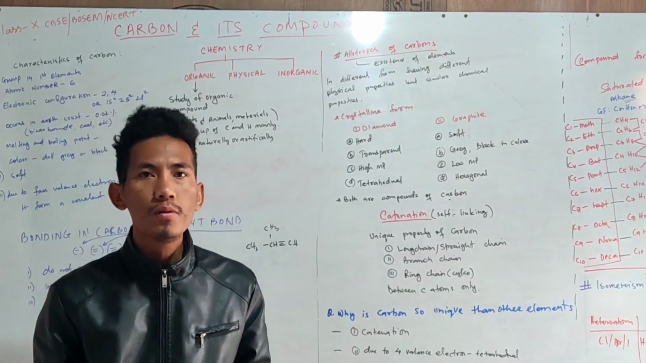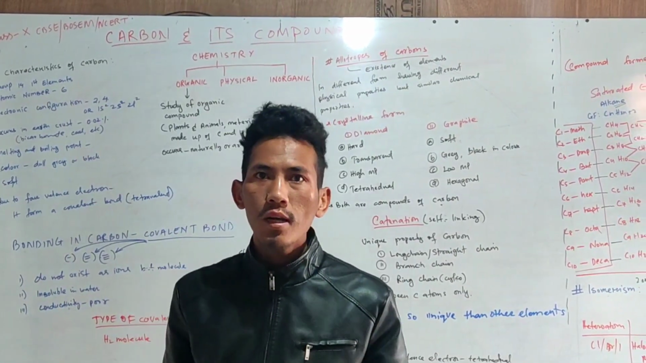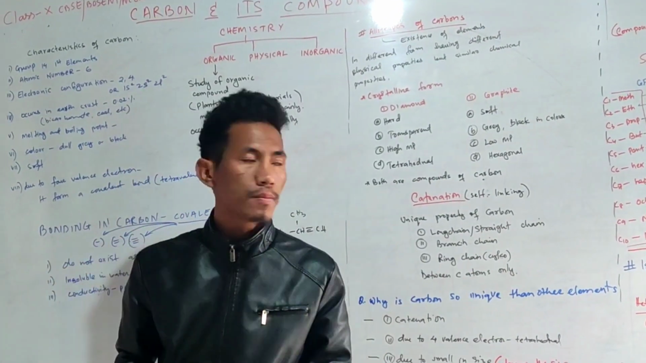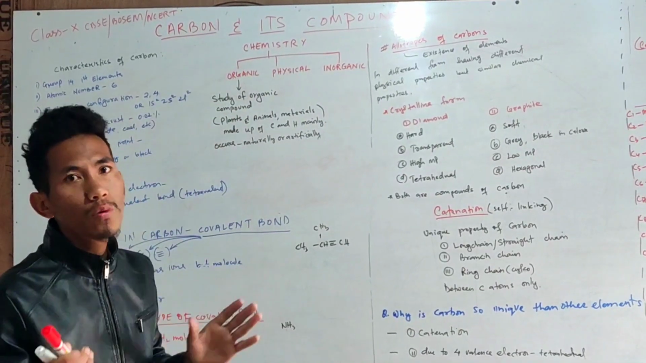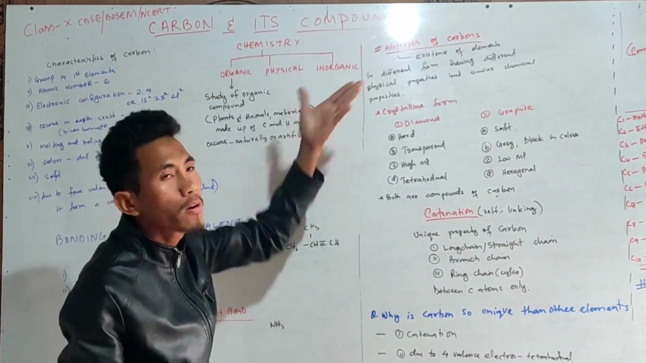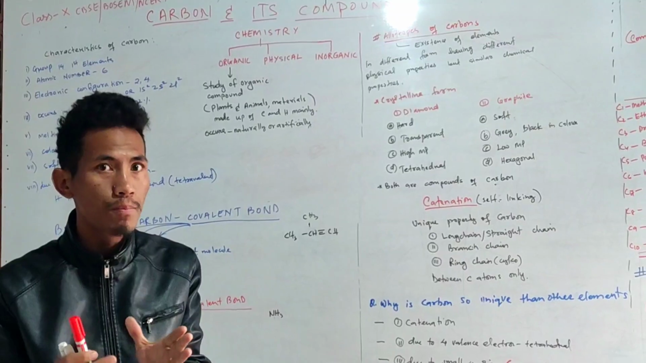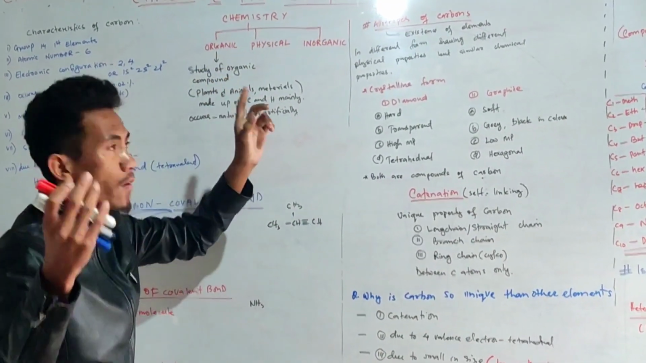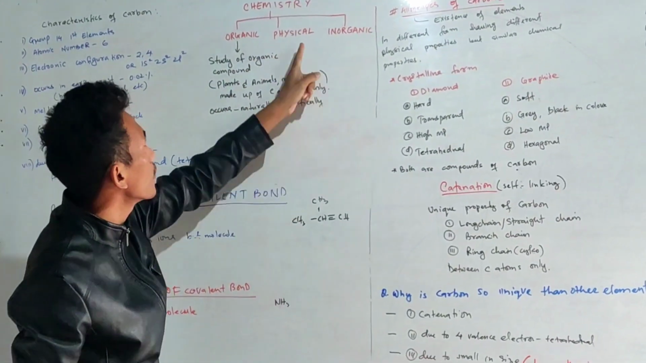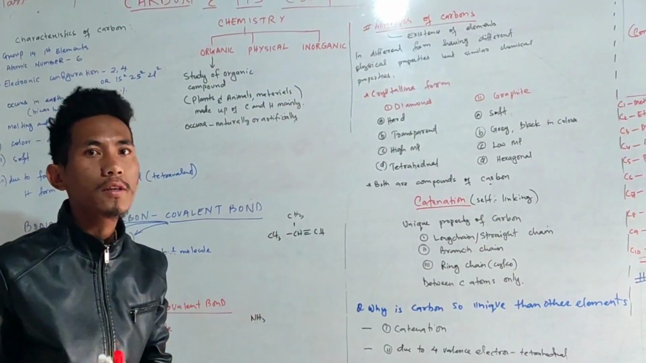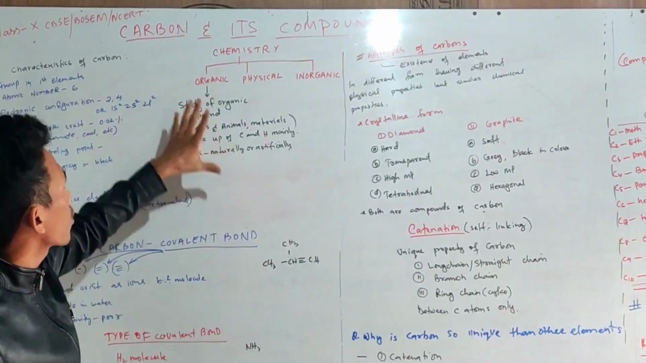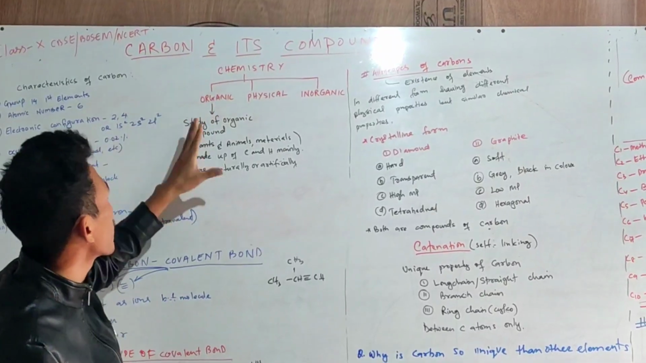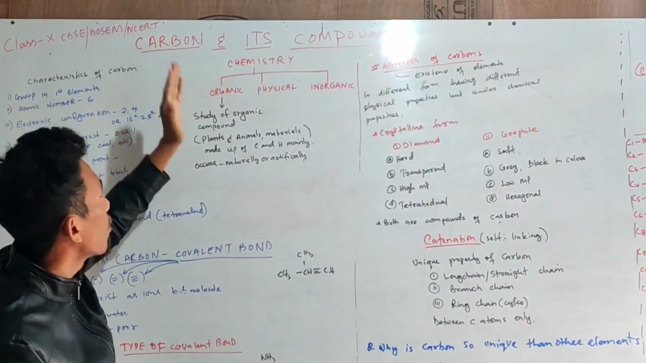In this video, we are going to talk about carbon and its compound. It is a class 10 chapter in chemistry. Before we study carbon and its compound, let us look at a broad view of chemistry. Chemistry is divided into organic chemistry, physical chemistry, and inorganic chemistry. Today we are going to talk about organic chemistry. Carbon and its compound is in the branch of organic chemistry.